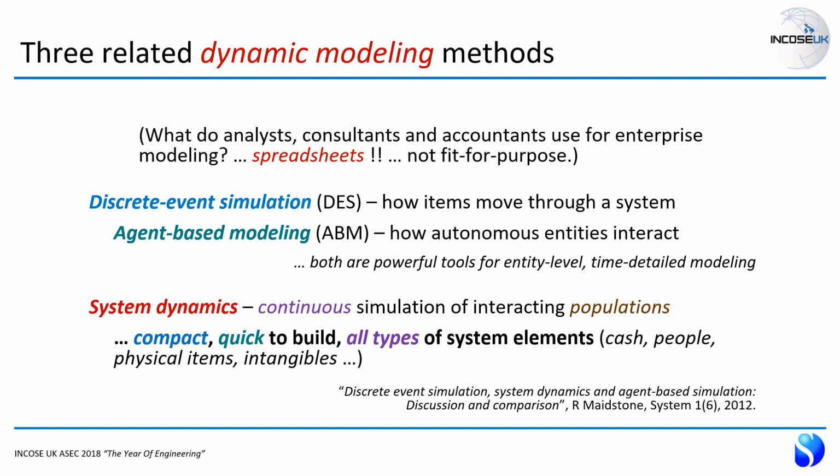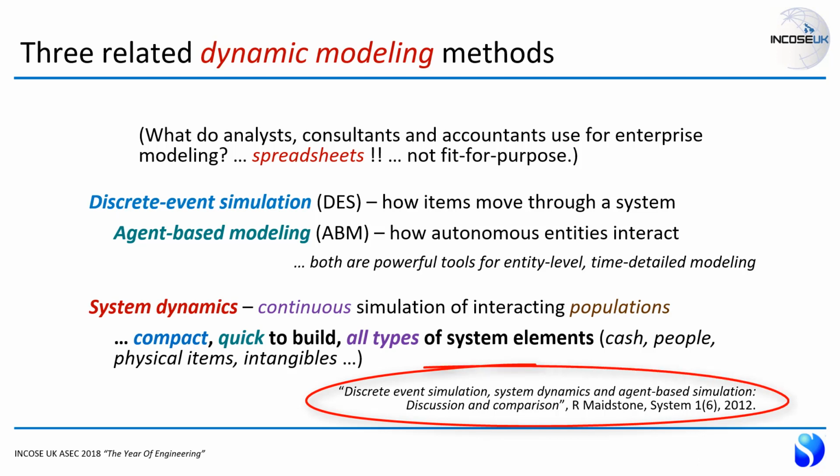Now, that has some big advantages. First of all, these models can be very compact and very quick to build. They can handle all types of system elements, all related to each other in the same model. So we can deal with cash and people and physical items and intangible factors all in the same model and all related to each other. But that, of course, comes at a price. The price is that you lose anything about what's going on to individuals. So service quality may be fine on average for the whole population of customers who experience that service. But that doesn't tell you that one customer is having an absolutely awful time. Right? We lose that in the system dynamics model. And there's a paper there which summarises the relationship between them.